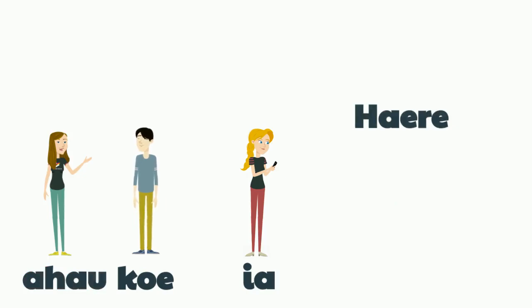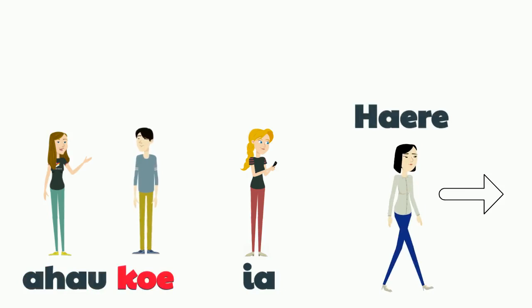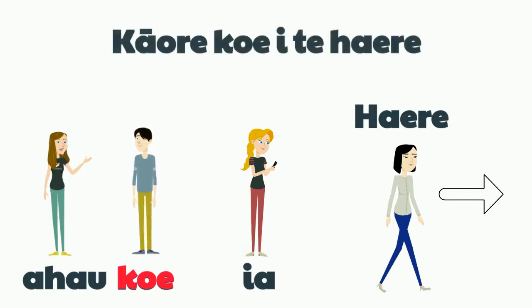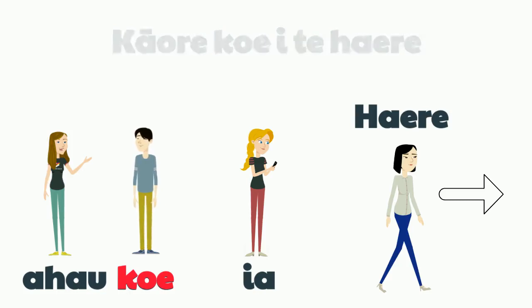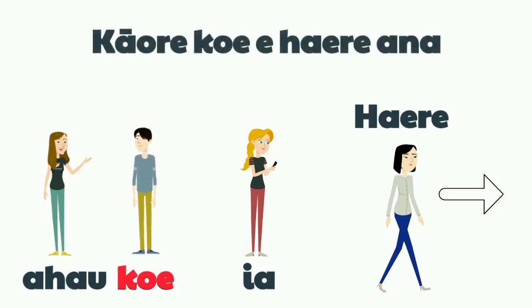Haere means go. How would you say, you're not going, using i te? Kāore koe i te haere. And how would you say it using ana? Kāore koe e haere ana.